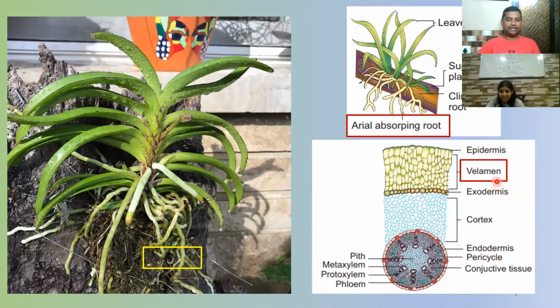called velamen tissue. This is a section of the root. The rest of the things are normal: cortex, endodermis, xylem, phloem, pith, everything is there. But in addition, below the epidermis, there is a modified epidermal portion having parenchyma cells, which are modified in such a way that they turn into spongy tissue. This tissue directly absorbs the moisture. What is absorbed enters through the cortex and goes into the xylem.